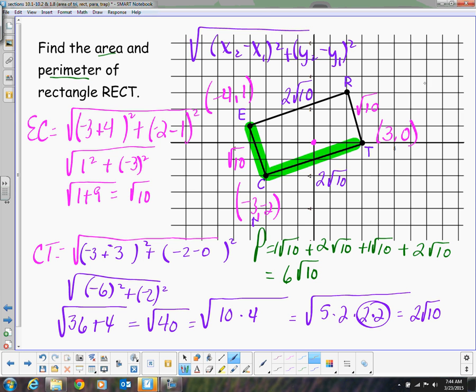We multiply. So what are we going to multiply to find our area? 2 times square root of 10 times square root of 10. Why don't we need to divide this by 2? It's a rectangle, not a triangle. What's square root of 10 times square root of 10? Just 10. It's square root of 100, which is what? 10. So this is going to be 20.